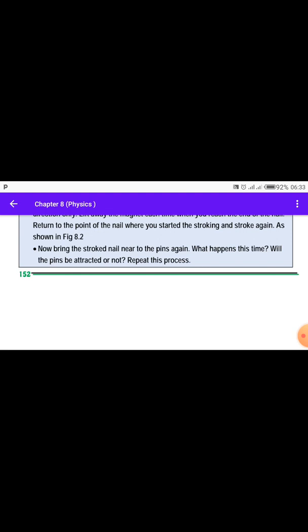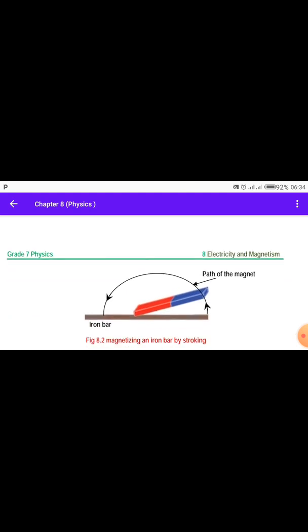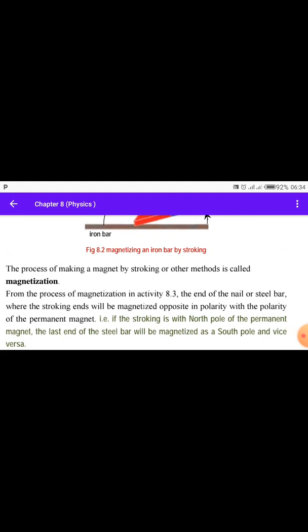What happened when the stroked nail was brought near to the pins again? So what happened to the pins, or screws, and the magnets when we do this? Okay, you can see that they attracted each other. Will the pin be attracted or not? Repeat this process. So this is the activity. Then, the process of making a magnet by stroking or other method is called magnetization. Okay, this is a temporary magnet.